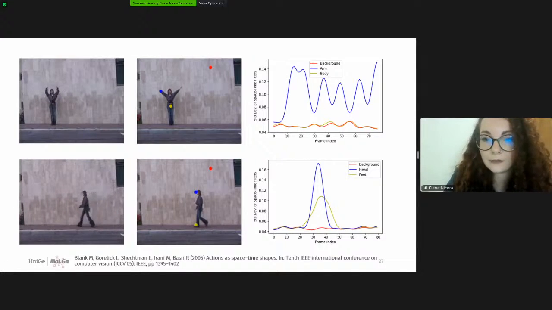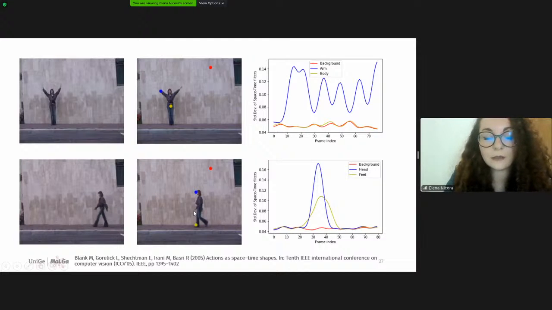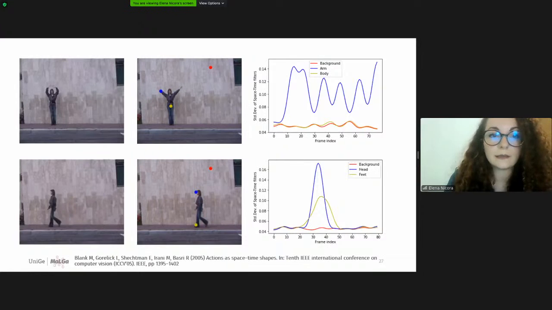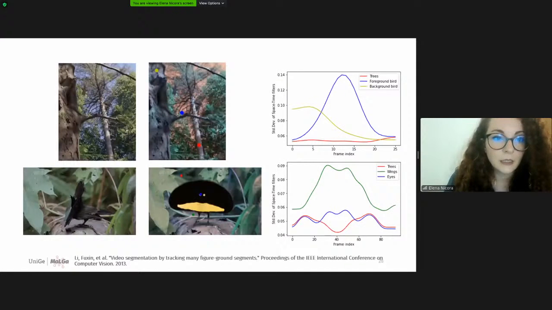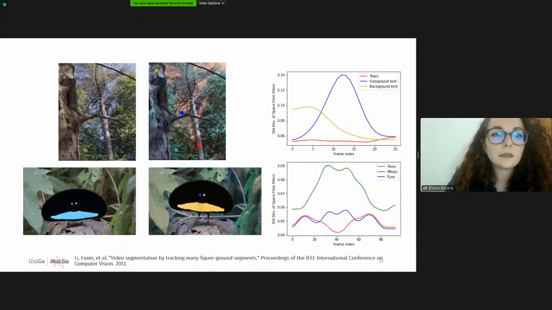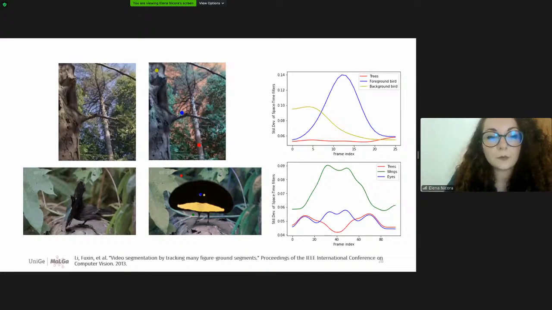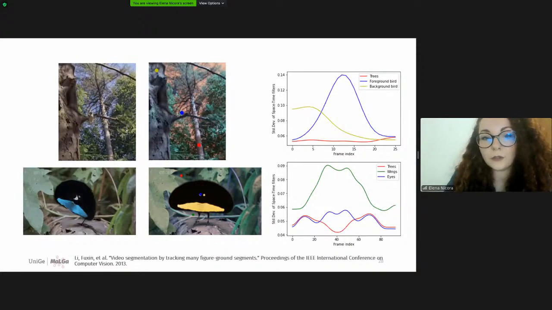So, when this event is happening. This is the Weizmann dataset, the dataset that I mainly worked on, and it's composed of 10 different human actions at full body. This is another interesting dataset, mainly composed of clips of nature documentaries.